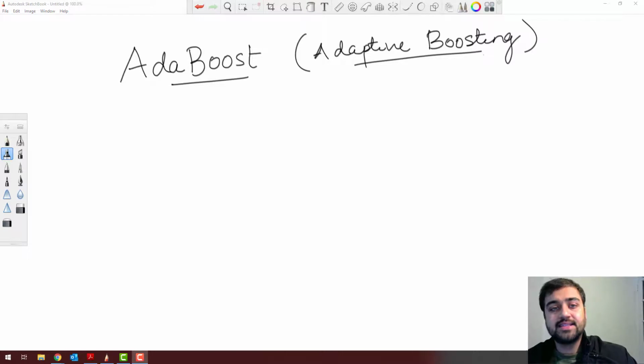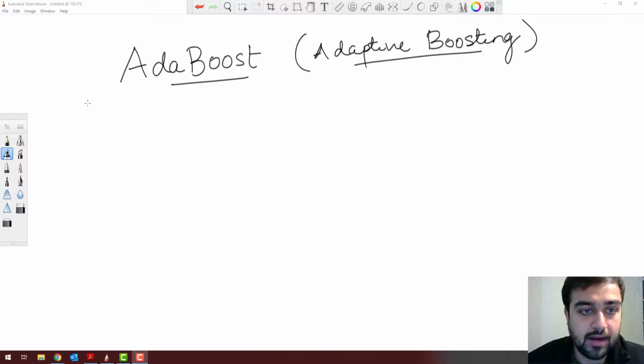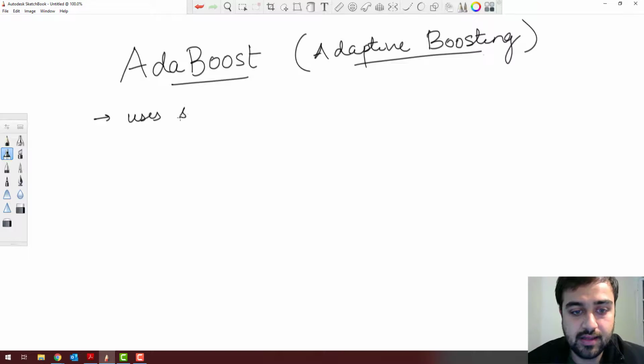Okay, so now let's see the next topic of Adaboost, that is also called adaptive boosting, right? So what does adaptive boosting do? It uses stump trees, right?